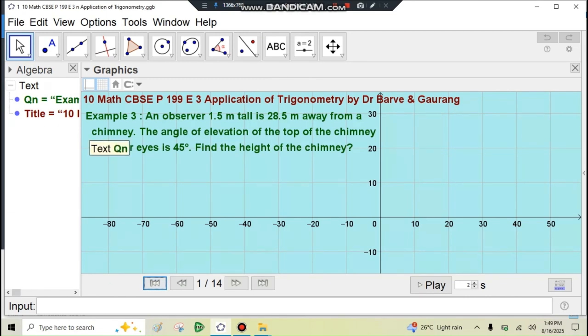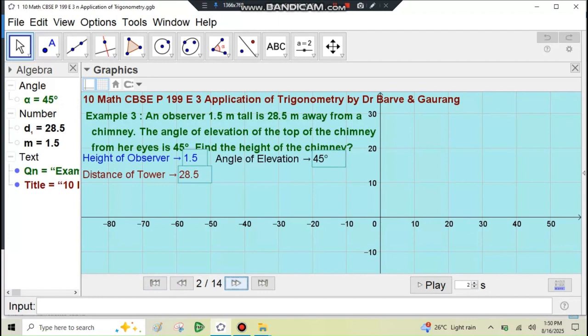This I have chosen example 3, page 199 from CBSE 10th mathematics book. An observer 1.5 meter tall is at 28.5 meter away from a chimney. The angle of elevation of the top of the chimney from her eyes is 45 degrees. Find the height of the chimney. So let's go step by step. Now we are given this data. Let us draw the diagram.